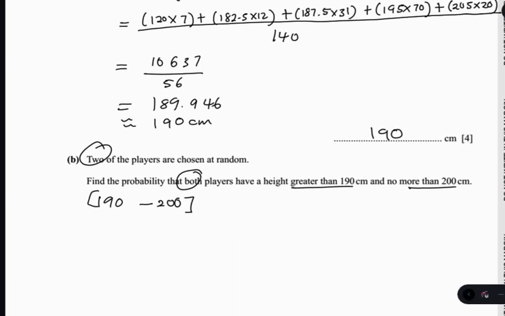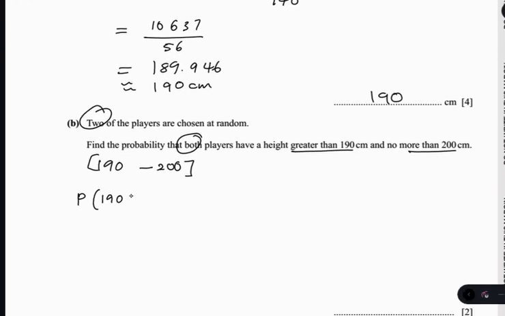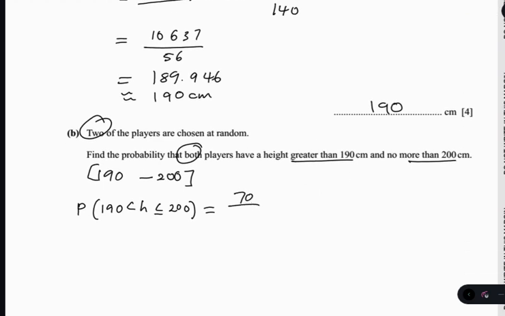There are 70 people. So we are saying the probability that whoever we are picking is in the range 190 centimeters less than h less or equal to 200 is equal to 70 over, how many players do we have? 140, multiplied by, since you are picking 2 people from the same group, the second time you choose, the rate is 69 over 139, because one would have dropped. By the way, the term both means multiply.